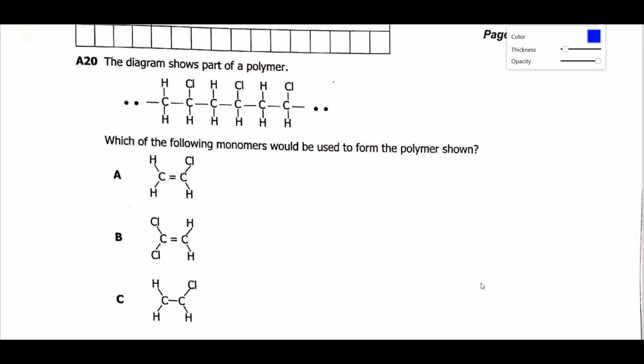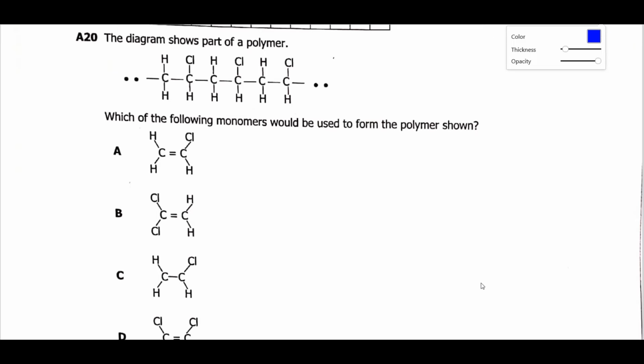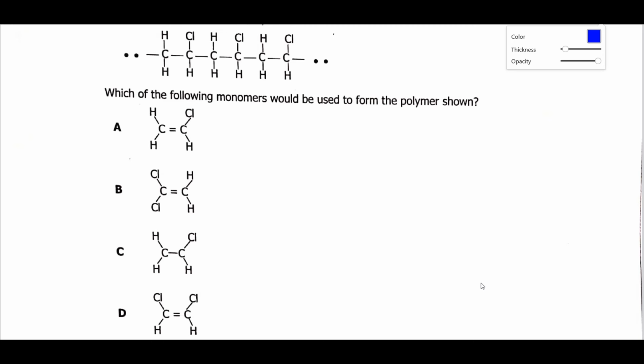We go to the last question. The diagram shows part of a polymer. Which of the following monomers would be used to form the polymer shown? What I'm going to do is divide this into 3 equal parts. So this is the first one. This was the monomer used. This simply means that 3 monomers of these were used to make this polymer. So I'm going to get 1. How is that structure drawn?